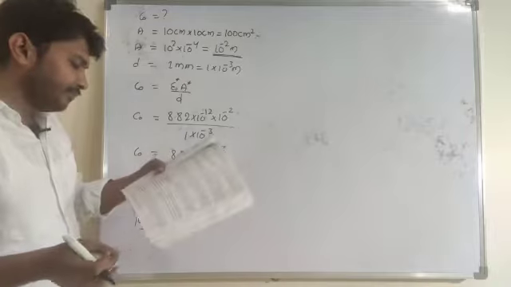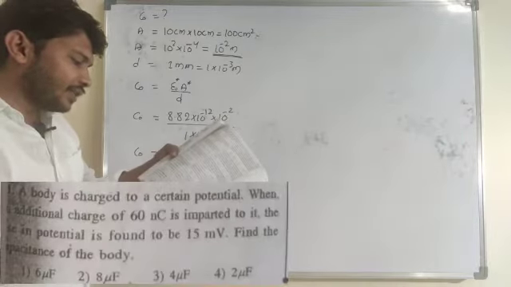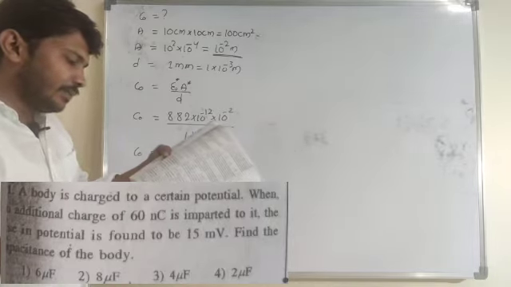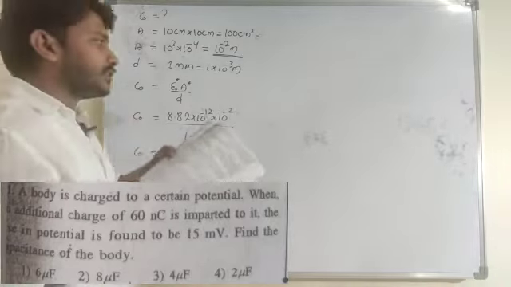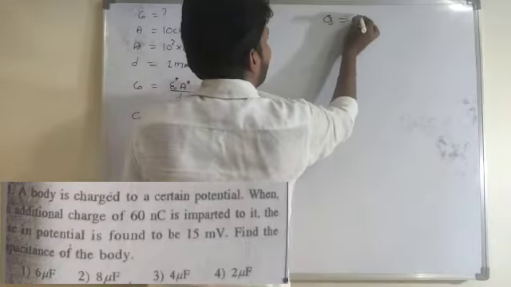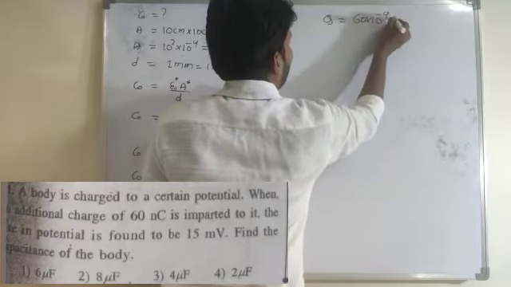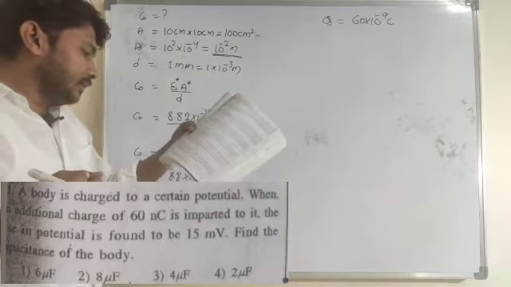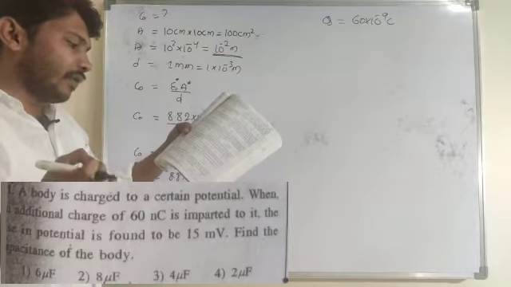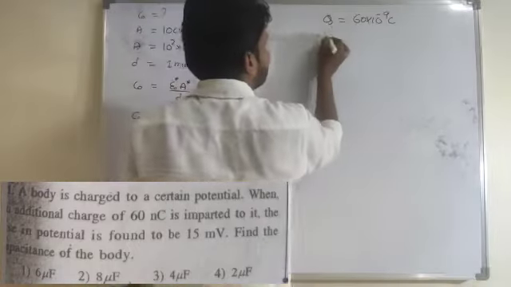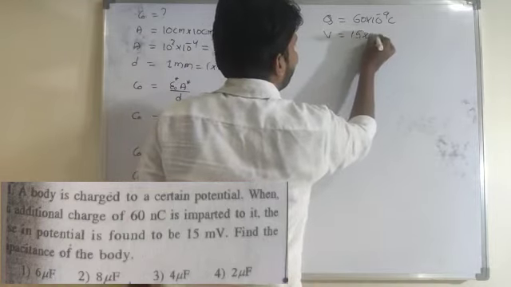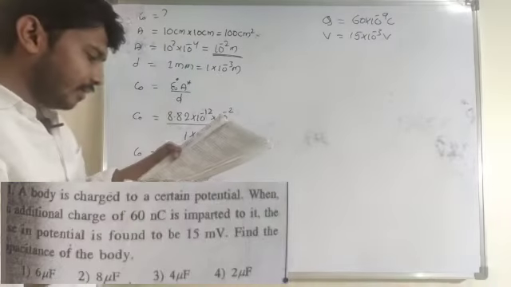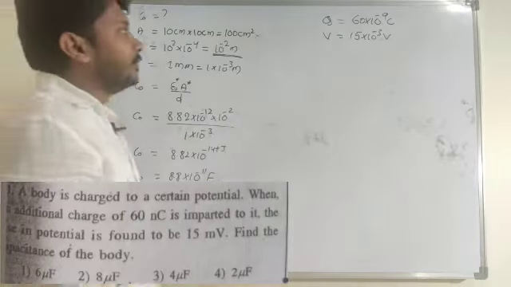Okay, we'll move to the next one. A body is charged to a certain potential when an additional charge of 60 nanocoulomb is imparted to it. So 60 nanocoulomb of charge I am providing here. Q value is how much? 60 nanocoulomb. Nano means 10 to the power of minus 9. The potential is found to be about 15 millivolt. So V is how much? 15. Milli means 10 to the power of minus 3 volt. Find the capacitance of the body.